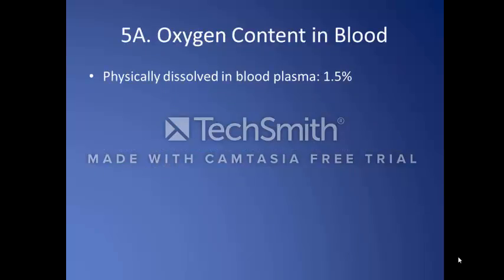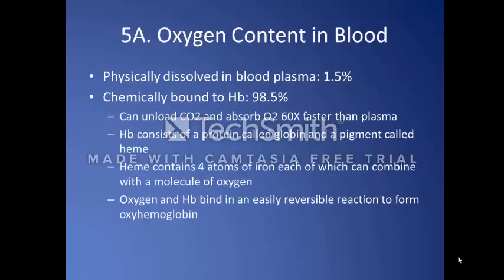1.5% of oxygen is physically dissolved in the blood plasma. This means that approximately 98.5% is chemically bound to haemoglobin molecules. Haemoglobin is capable of unloading carbon dioxide and absorbing oxygen 60 times faster than plasma.